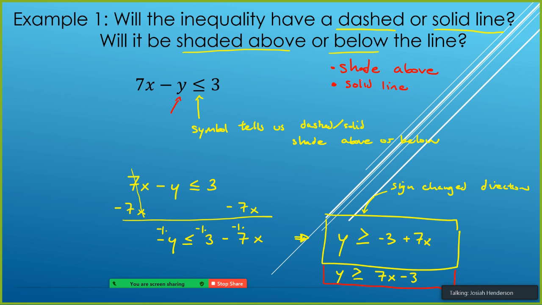So when we graph this inequality, we know that the line would be solid because it's got the equals in the symbol. And we could tell that at the very beginning, even before rearranging. It is best to do your rearranging to know for sure which direction the symbol's pointing. That tells you, do you shade above or below, like Levi pointed out.